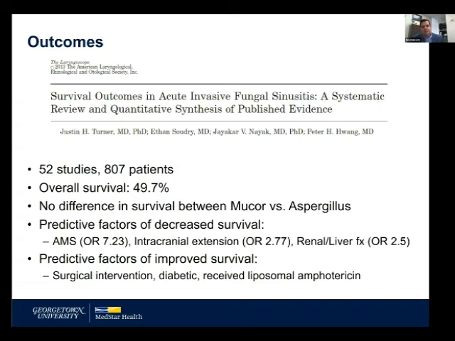While we generally think of Mucor as being more aggressive, at least in this review, the outcomes and survival differences were not significant between the two. Some of the predictive factors for decreased survival were intracranial extension, altered mental status indicating likely intracranial extension, and renal and liver failure. And those that improved survival were surgery, those that were diabetic, and those that got amphotericin.